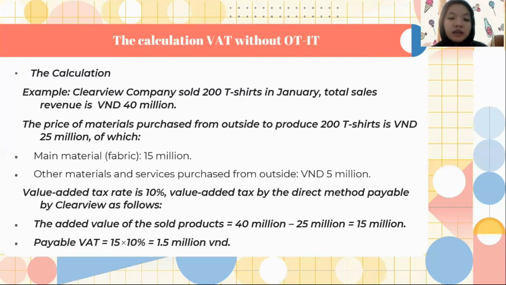The value added tax by direct method payable by Clean View is as follows. The added value of the sold products is 40 million minus 25 million, so we got 15 million. So the payable VAT is 15 million multiplied by 10%, so we got 1 million VND. The next topic will be explained by Nadia.